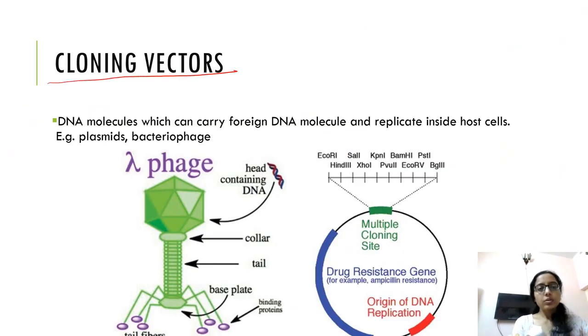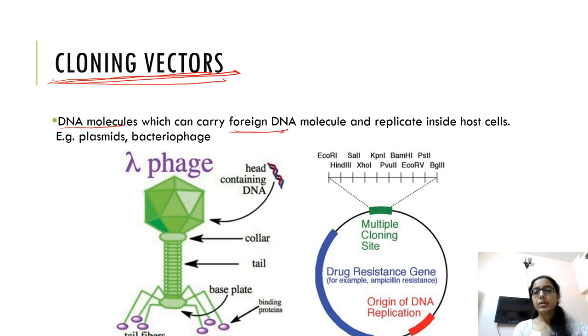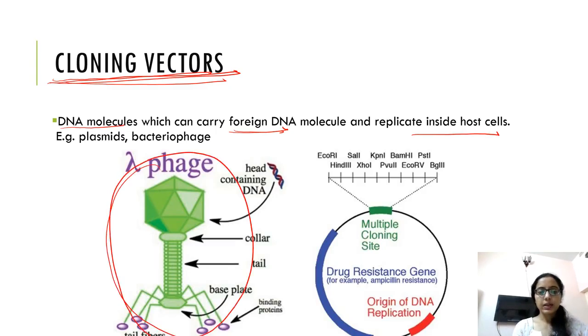Now the tools of biotechnology, the second tool is cloning vectors. Cloning vectors are generally DNA molecules which can carry the foreign DNA inside the host cell. Like, before some time I told you about bacteriophage. This is the structure of bacteriophage, lambda bacteriophage, lambda phage it is known as, and this is the structure of a plasmid. So these are the two commonly used vectors.